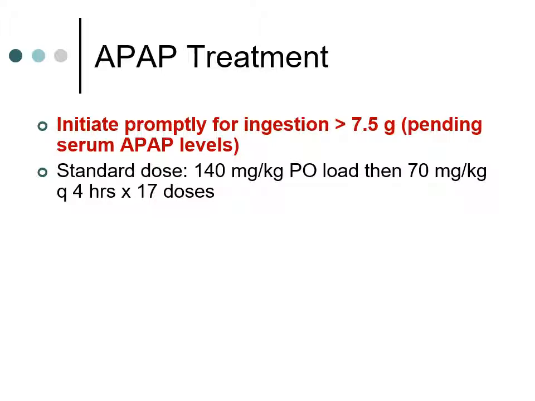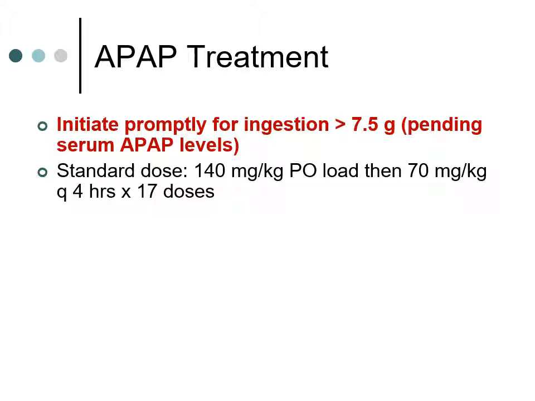But normally we would give 140 mg per kilo PO load, and then 4 hours later we'd start doing 70 mg per kilo every 4 hours for 17 doses. So when the oral's all said and done, that's basically 72 hours worth, or 3 days worth of therapy there.